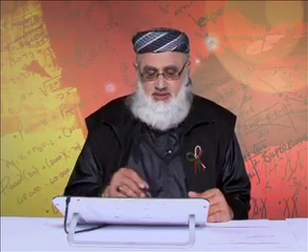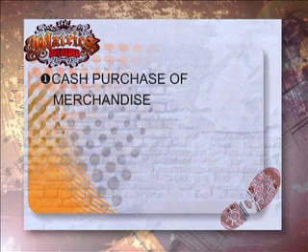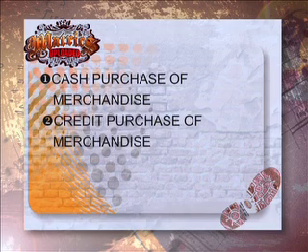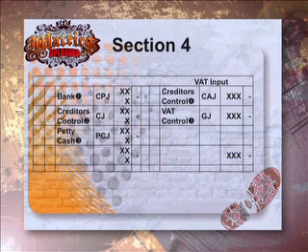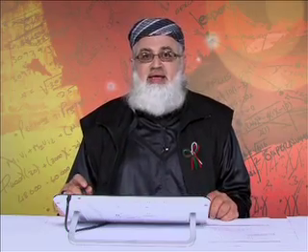Next transaction. When I buy goods on credit, the credit purchase of merchandise. Let's look at my entry. Here goes. Once again, a debit to trading stock, asset increasing in value. I'm paying VAT on that amount, a debit to my VAT input, and a credit to my creditors control. That's the total amount that I'm owing to my creditor.